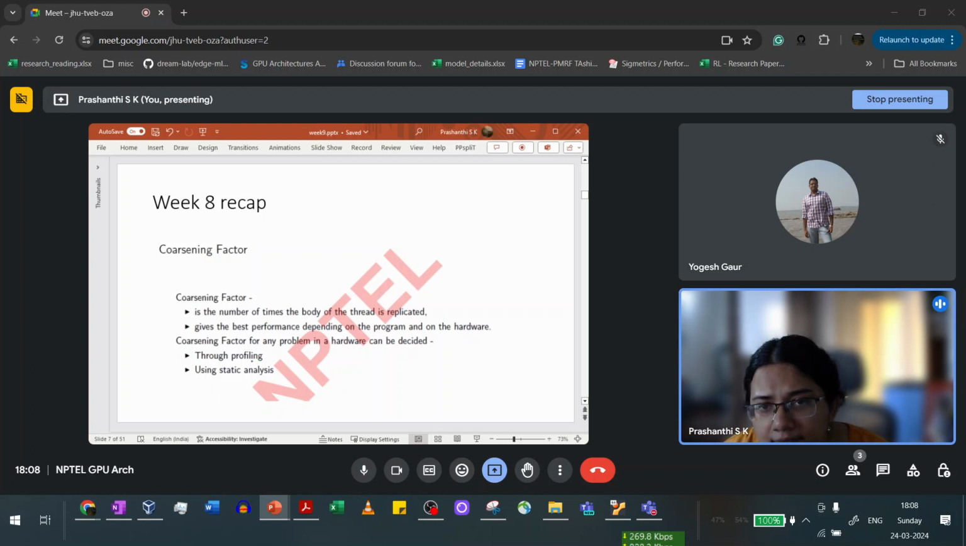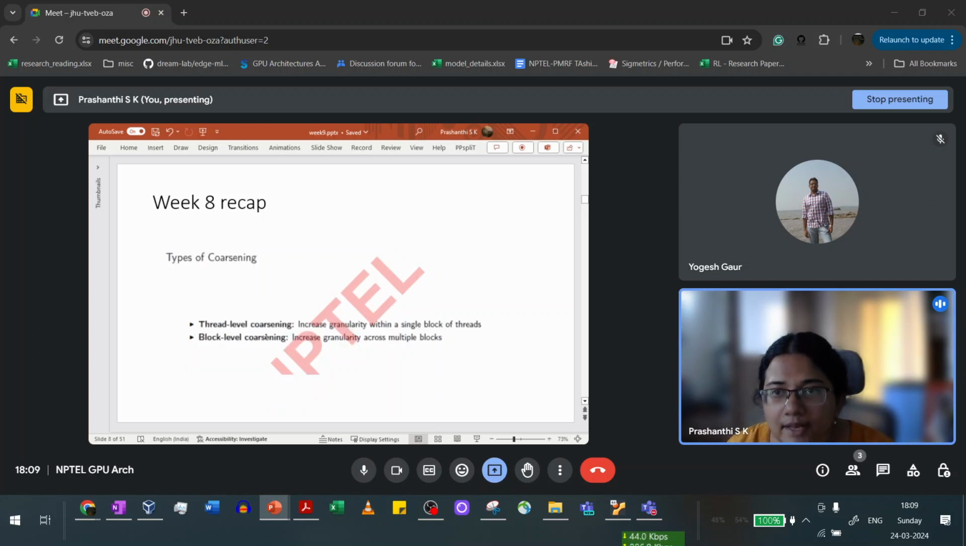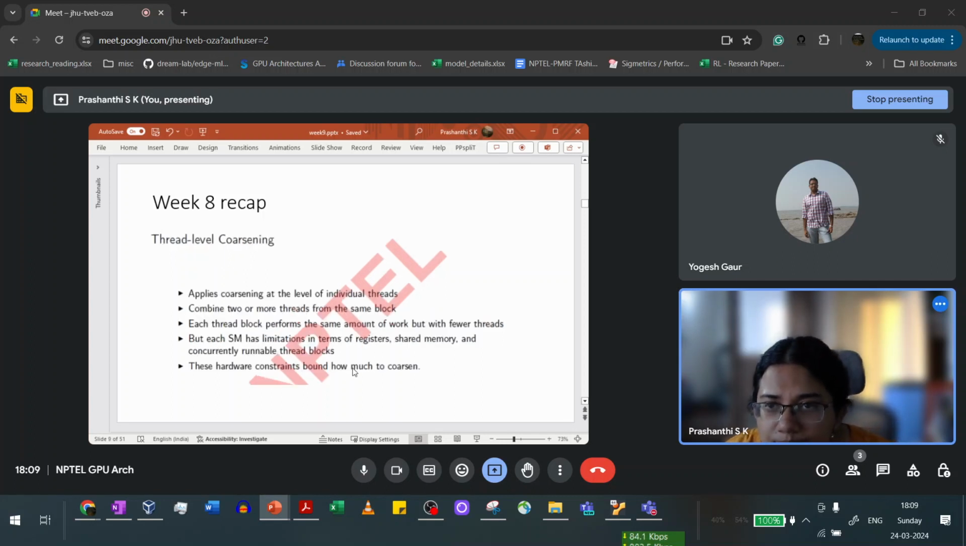You can decide it through some kind of static analysis of the program, by looking at the logic and figuring out what might be better. In most cases, it's practically done through profiling. You may try out something, see what happens to various parameters, and depending on what your profiling tells you, you may change this. Again, we have 2 types of coarsening. The examples that I gave you before were all thread level coarsening. You could also do block level coarsening, so you could have one block do the work of multiple.